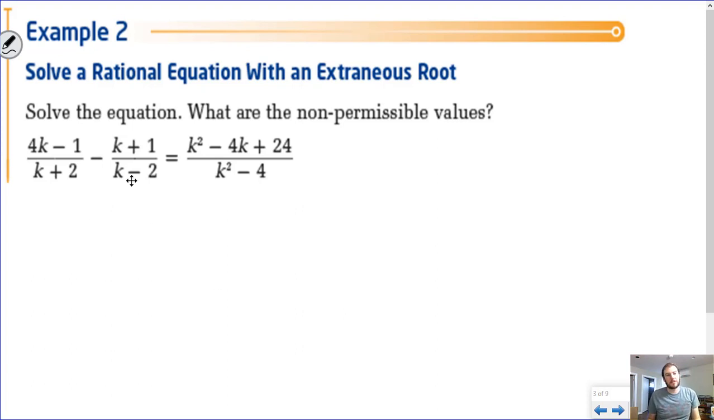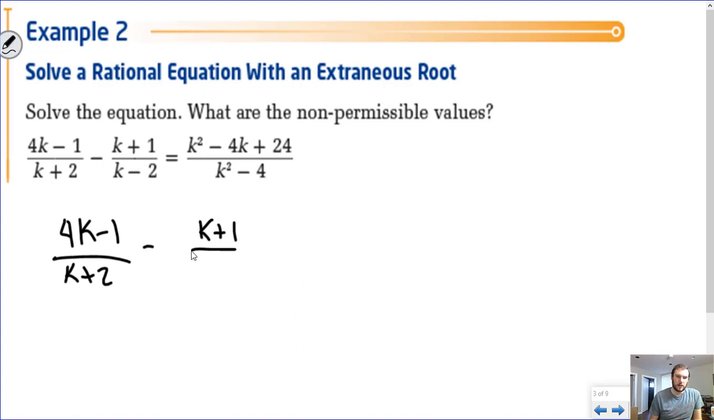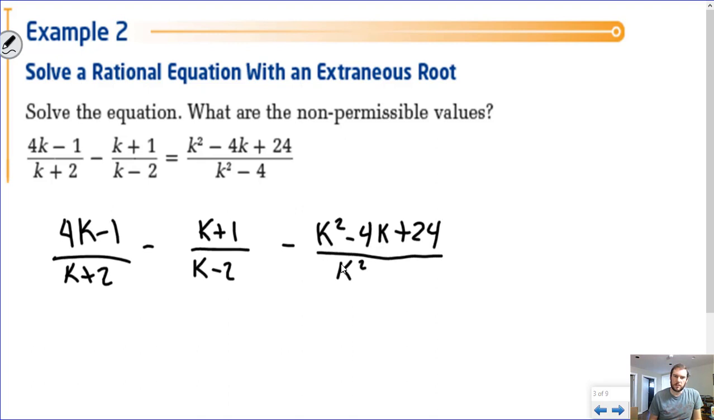So we're going to do exactly the same steps as before. We're going to get everything to one side. We're going to isolate that numerator so that it's equal to 0. We're going to get our non-permissible values. Right, we're going to do all that stuff as before. So again, same steps. 4k minus 1 over k plus 2 minus k plus 1 over k minus 2 minus k squared minus 4k plus 24 over k squared minus 4. And this is equal to 0.